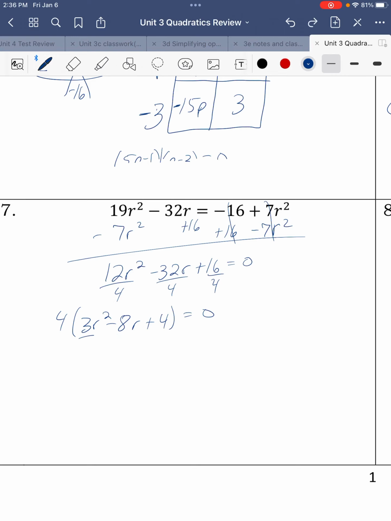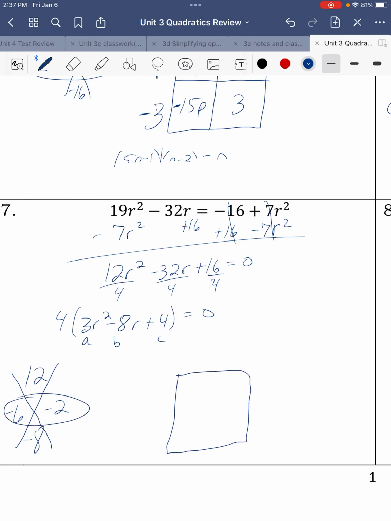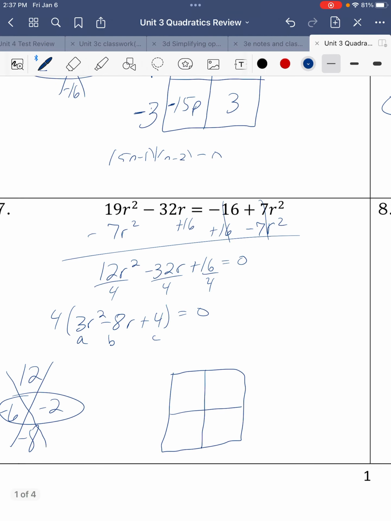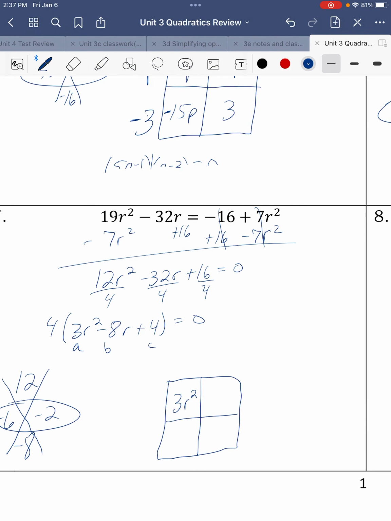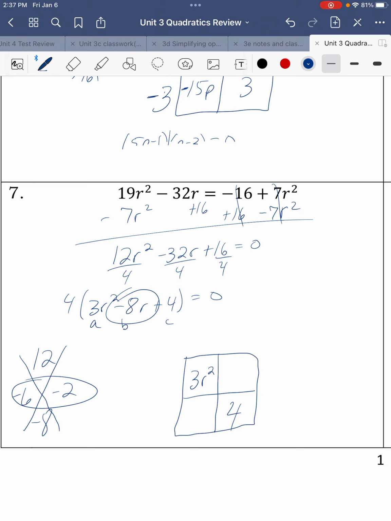3, 8, and 4. Nothing more is divisible, so 4 was our greatest common factor. I got a, b is negative 8, c is 4. Do a times c, so that's 12. What two numbers will multiply to 12 and add up to negative 8, the b? And that is negative 6 and negative 2. We have top left, we have 3r squared. Bottom right is 4. And we have the b is going to be negative 8r, so we're going to have negative 6r and negative 2r because those add up to negative 8r.